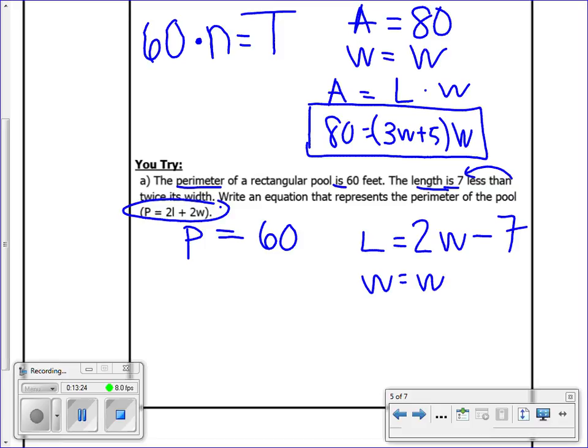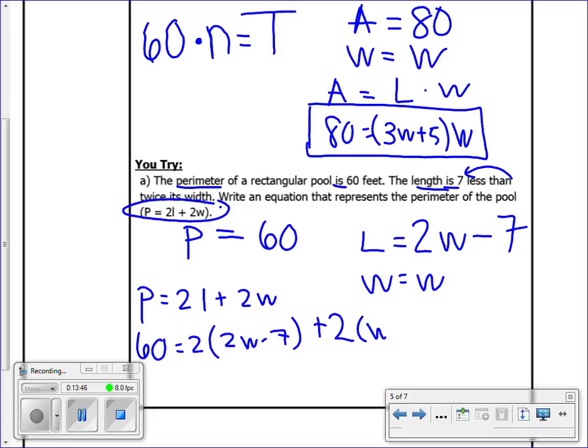So if I take my formula, P equals 2L plus 2W. For P, I insert 60 equals 2. And then for L, we're inserting the whole thing, 2W minus 7. Again, I put that in parentheses, plus 2 times W.